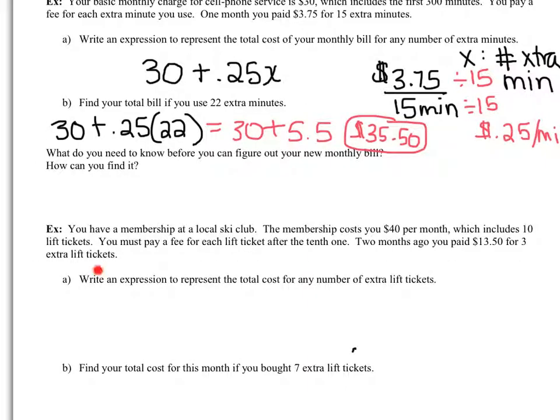You're going to try the ski problem down here on your own, and it's very similar to the minutes problem up here. You know that it's $40 per month, and that includes 10 lift tickets, but after 10 you would pay a fee for each lift ticket used, which is what you don't know. So you need to use this information to figure out the cost for 1 lift ticket, then write the expression to represent any number of lift tickets, and then find the total cost if you bought 7 extra lift tickets. Pause the video, press play when you're ready to check your answer.